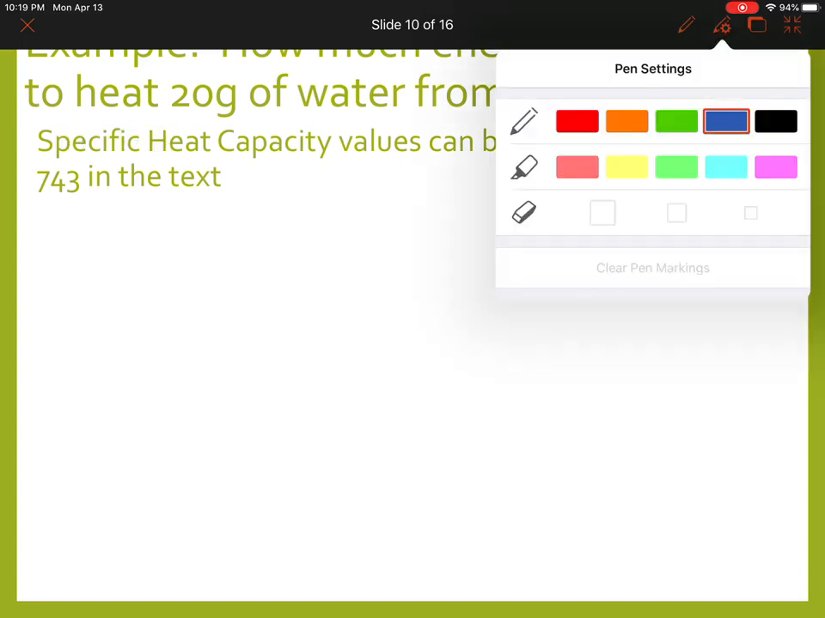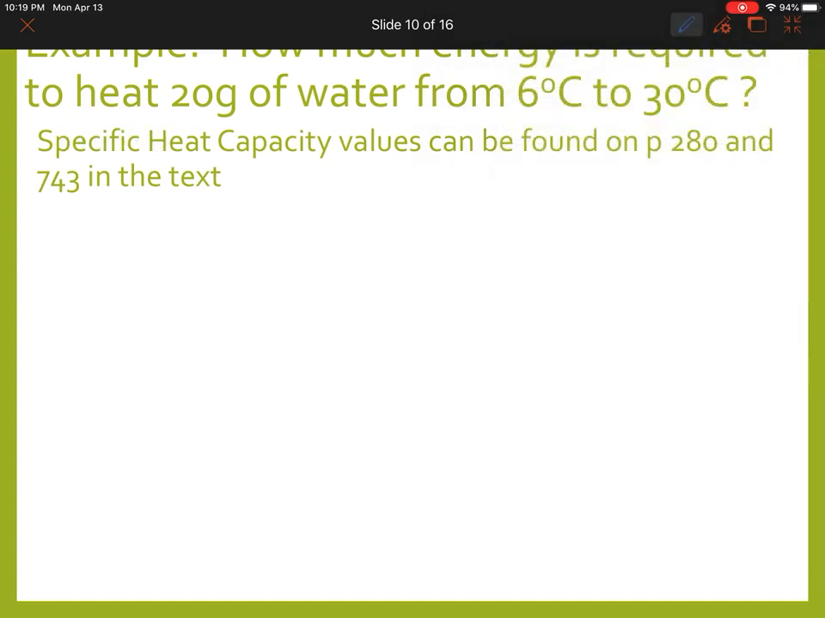Okay, so specific heat capacities can be found in your textbook on page 280 and also page 743. There's a few different ones on those 2 pages. And then also in the homework that I have posted in the hub, there is a data table on there that also gives some specific heat capacities.